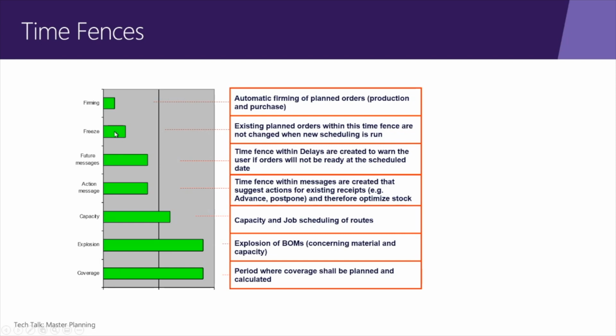Freeze time fence will help you make sure that you're not changing something in the near term. If you have planned production or purchase orders for the next few days, and somebody is already looking at and considering firming those, you may not want to keep changing those as you re-execute your master plan. So you might want to define a freeze time fence, and when you do, master planning won't change those planned orders and will plan assuming that those existing planned orders will become actual orders, and plan accordingly on top of that.